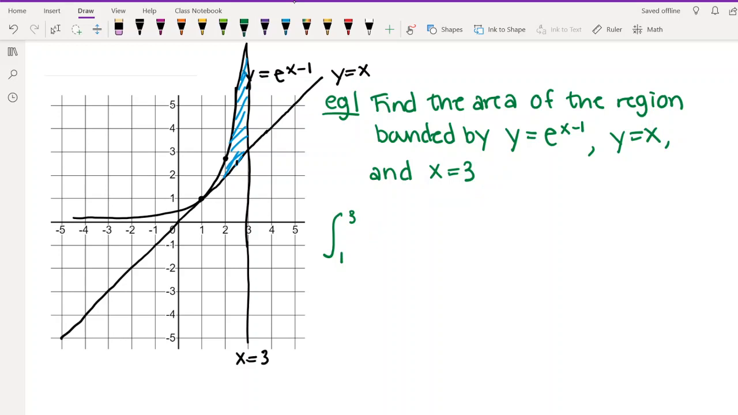So we have the integral from 1 to 3, and so our top function is e to the x minus 1, and our bottom function is x. So our antiderivative, in this case, this is a great example of one where you could do a u substitution, but I think this is the kind that maybe it's better to get used to not doing a u substitution. So why do I say that?